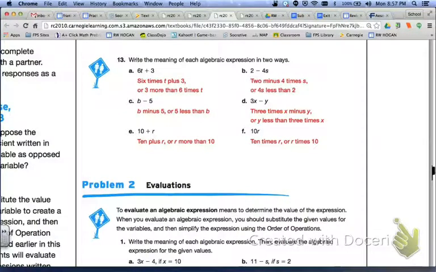Two ways that you could write letter B: 2 minus 4 times s, or you could have 4s is less than 2. Letter C, b minus 5, or 5 less than b. Letter D, 3 times x minus y, or y less than 3 times x. Letter E, 10 plus r, or r more than 10. And for letter F, 10 times r, or r times 10.